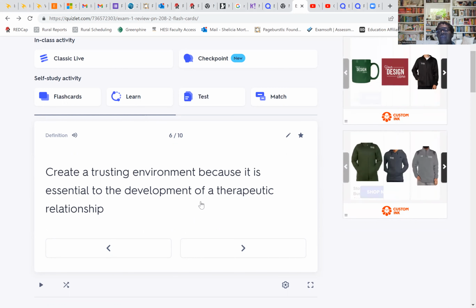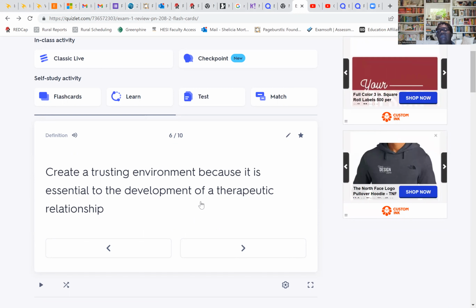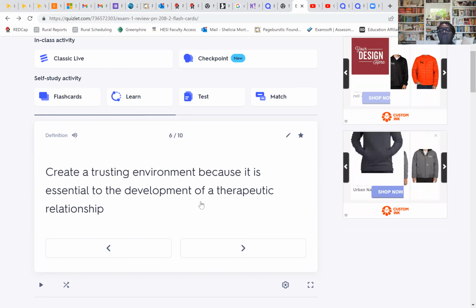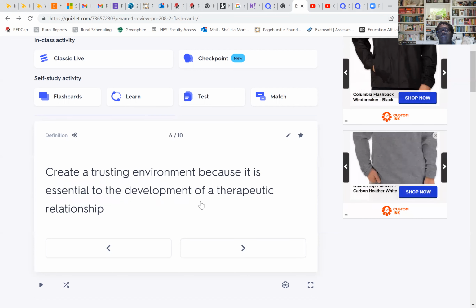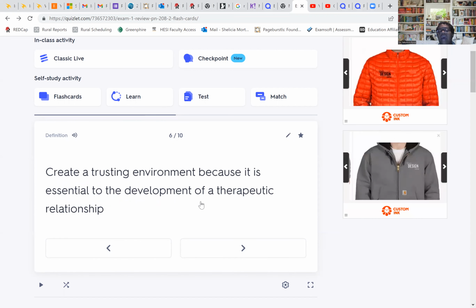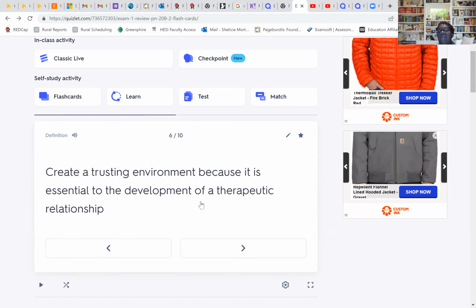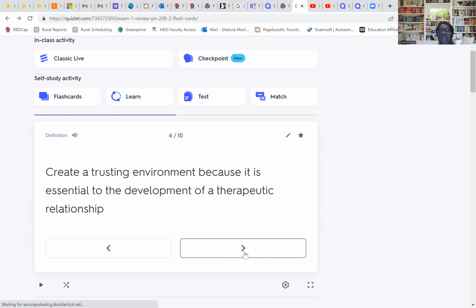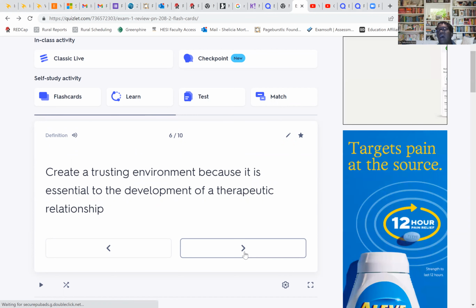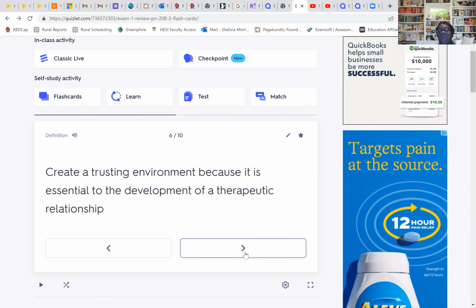So whatever your next steps or interventions are, you want the person to actually take part in the intervention. So you want to establish a trusting environment, a therapeutic relationship, because otherwise your interventions or whatever you have for the client to do, they're not going to follow through with it because they don't trust you.